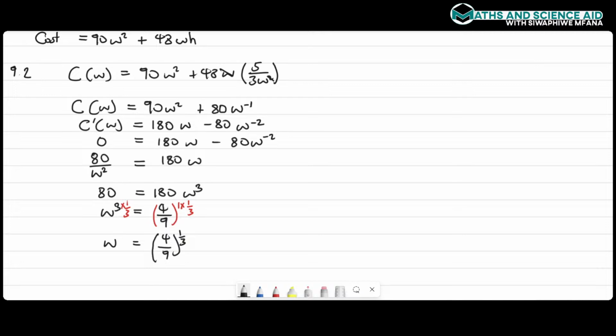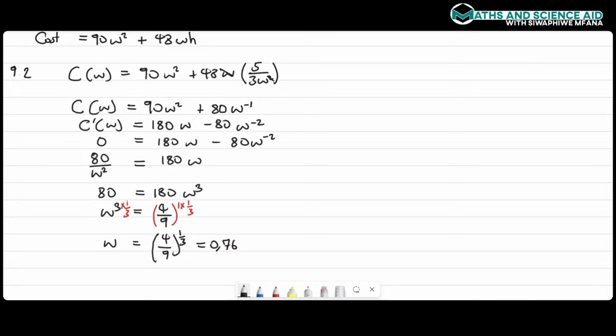So what is 4 over 9 to the power of 1 over 3? Well, the answer that I am getting is 0.76. I don't know if it makes sense. It's supposed to be that answer, but 0.76 is what I am getting. I hope that I haven't made some silly mistakes.